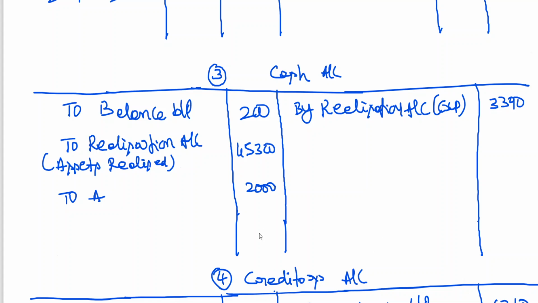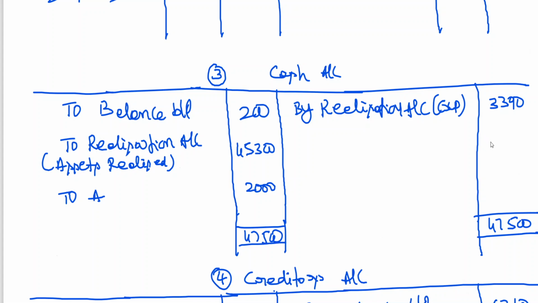Now what is the cash balance that is available? Let us see. 200 plus 45,300 plus 2,000, it is coming to 47,500. 47,500 minus 3,390, it is coming to 44,110. The 44,110 is finally the balance which is available that we can pay to Creditors.